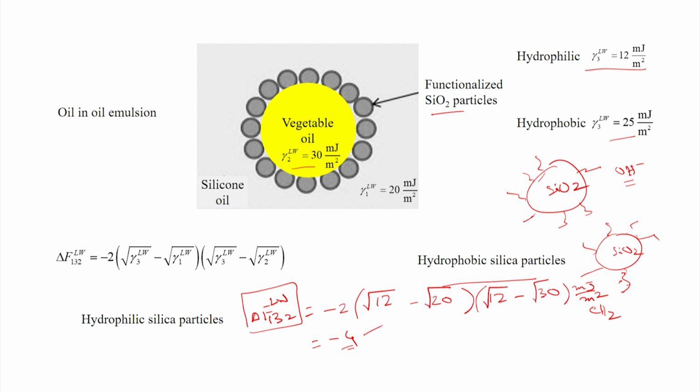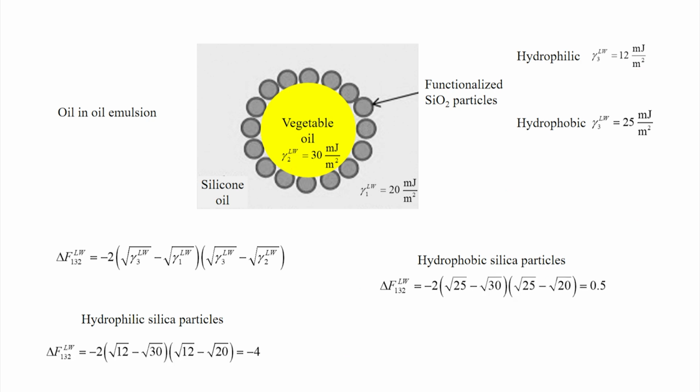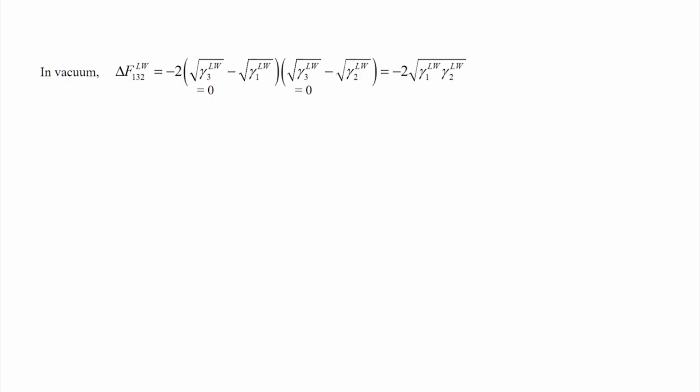On the other hand, if this is hydrophobic silica particles, then this term comes out to be 0.5. You put here for the hydrophobic silica particle 25 millijoule per meter square, and 30 and 20 for the other two. So, putting these numbers, square root of 25 minus square root of 30, and square root of 25 minus square root of 20, you get 0.5 here. So, that is repelling. In this case, this particular emulsion will be stabilized.